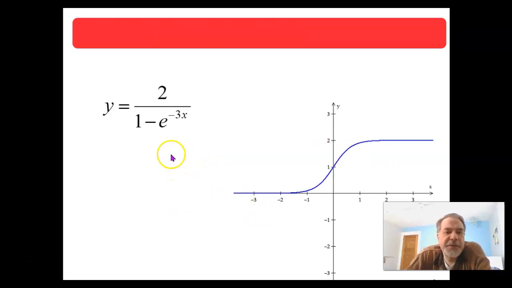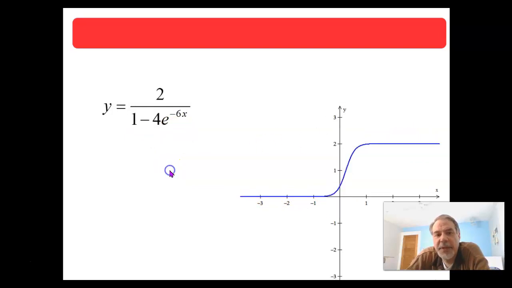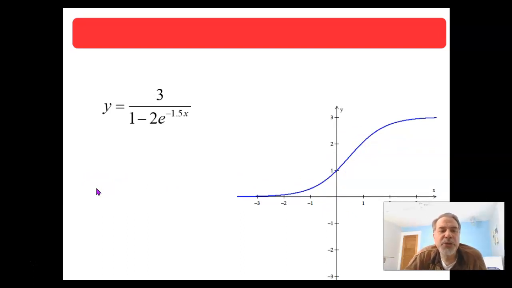So here are a few specific examples. If I write y equals 2 over 1 minus e to the negative 3x, the graph looks like this. If I write y equals 2 over 1 minus 4 times e to the negative 6x, same basic shape, just changed a few of the details. y equals 3 over 1 minus 2 times e to the negative 1.5x. They have the same basic shape, where it goes up and then levels off.